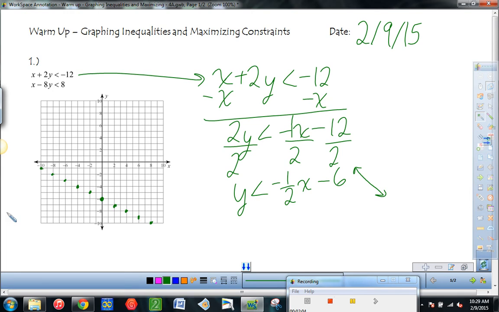Then it's a solid line when it's greater than or equal to. When there's an extra little line right here, then it's solid. What does the dashed line mean? It means not equal to.